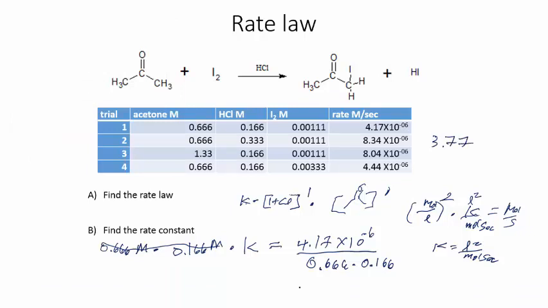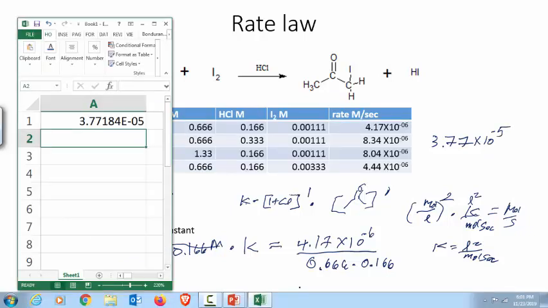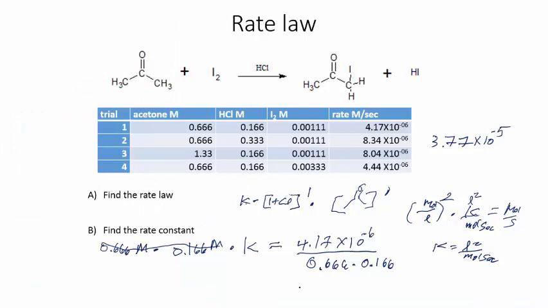3.77 times 10 to the negative fifth. I think that's it. Yep. 3.77 times 10 to the negative fifth liter squared per mole second. And that's 3.77 times 10 to the negative fifth liters per mole second. Okay.